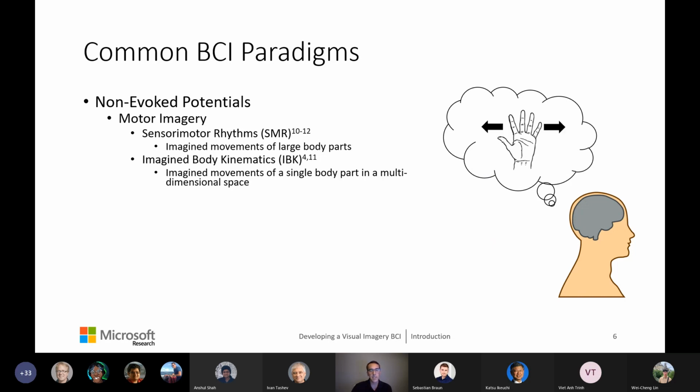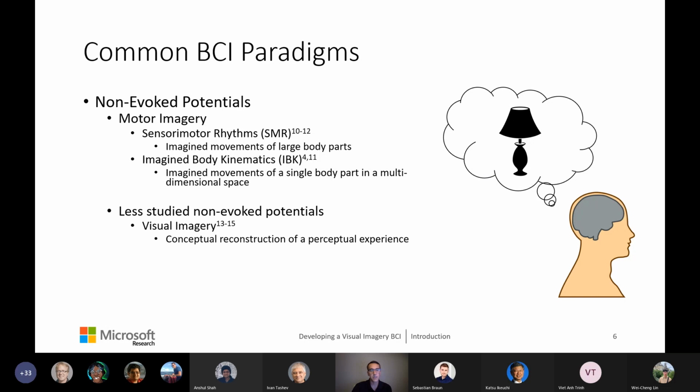There's also imagined body kinematics, which is the imagined movement of a single body part in a multi-dimensional space. This is actually a technique that I use quite a bit in some of my past research. An application of this might be if you're trying to have a BCI control a computer cursor on a screen, you can have a participant imagine they're moving their right hand as if they're using a computer mouse to control the movement directions.